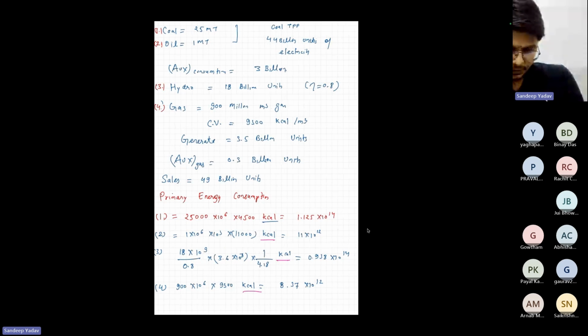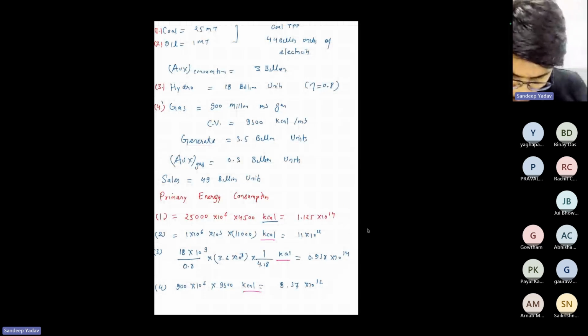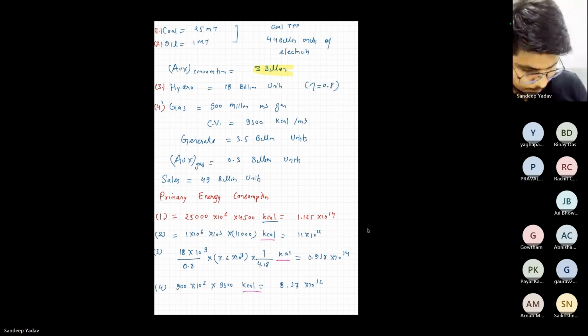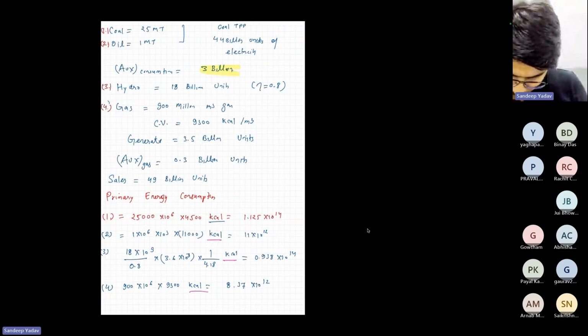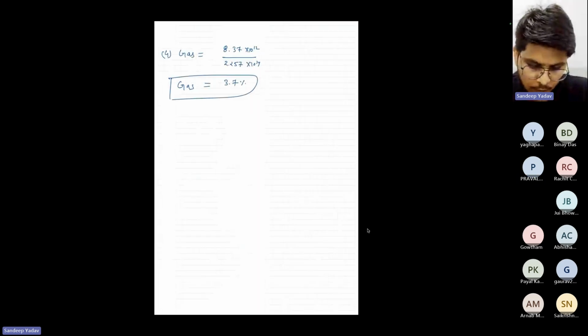For the auxiliary consumption, we have to see what is given in that question. Let's go for the coal first. For the coal, the auxiliary consumption is 300 billion units, and the total primary energy that we have calculated here is 2.257. So how do we find how much auxiliary consumption there is in the coal power plant?